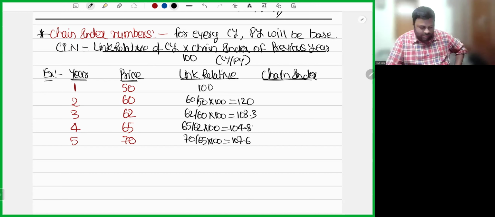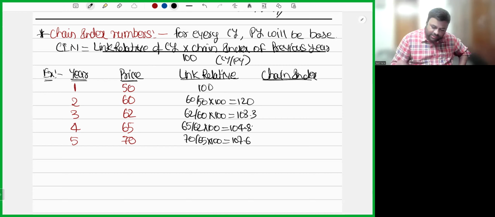Now, chain index. What is this chain index? Chain index will be the link relative of current year into chain index of previous year, divided by 100. Is there any previous year here? There is no previous year chain index, so you can't apply this formula here. So it will be 100.